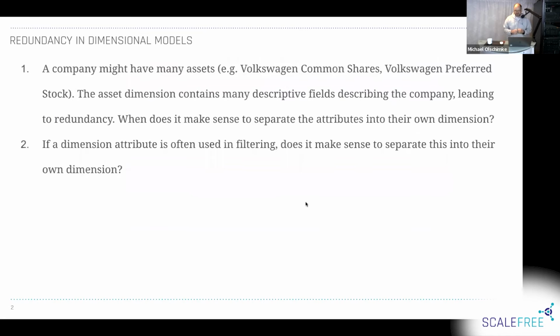And the question is, once we have multiple assets, like different Volkswagen shares, for example, you might have redundant descriptive fields in the dimension, essentially. So what they've done is essentially they denormalize the company data with the asset data. So does it make sense or not? That's the first part of the question. Let's focus on this one. The second one is all about the other way around. It's about more normalization. Let's say you have something where you do a lot of filtering on it. Does it make sense to separate this into their own dimension? Let's focus on this one here first.